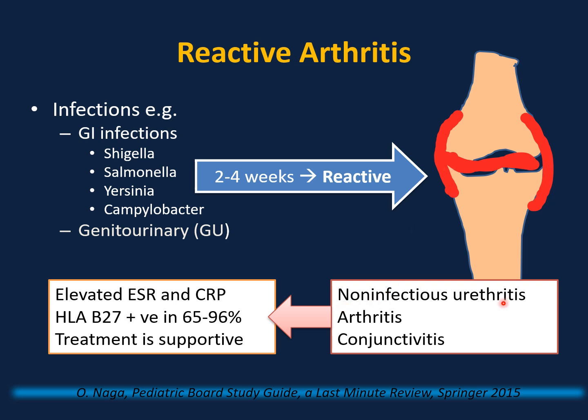Non-infectious urethritis, arthritis, conjunctivitis, these are the typical triads. And if you do lab, typically the ESR and CRP, they will be elevated. HLA-B27 is positive in 65 to 96% of the cases, is helpful to support the diagnosis, but is not required to make the diagnosis of reactive arthritis, so is not used as a screening test for reactive arthritis. Treatment is supportive and usually is self-limited and will go away with time.